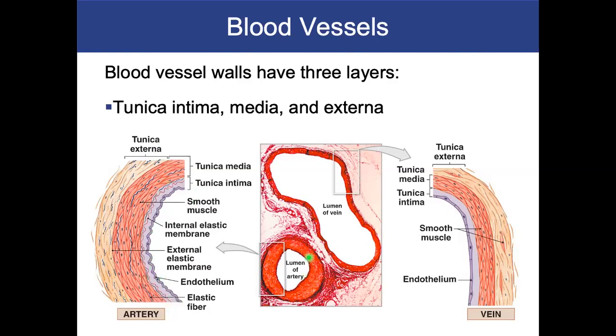Look at the cross-section picture. So the artery holds its shape really well. This artery has a lot of elastic fibers and smooth muscle. Look at the vein. The vein is much more distendable and it does not hold its shape very well.